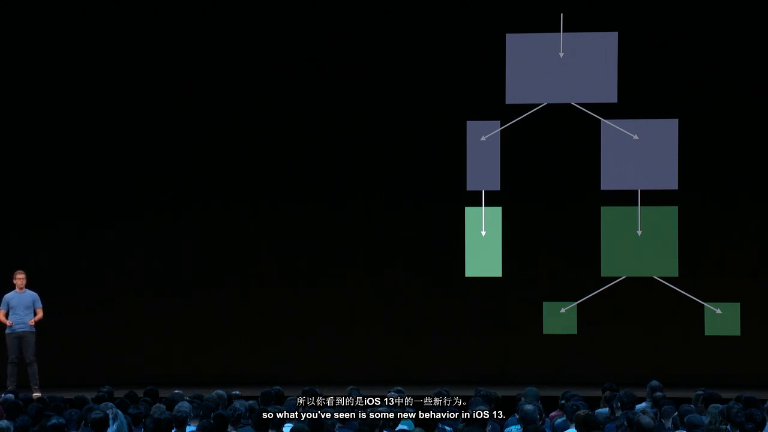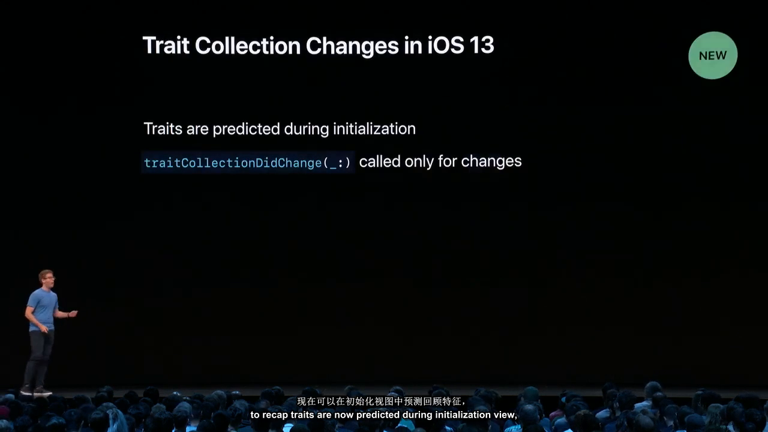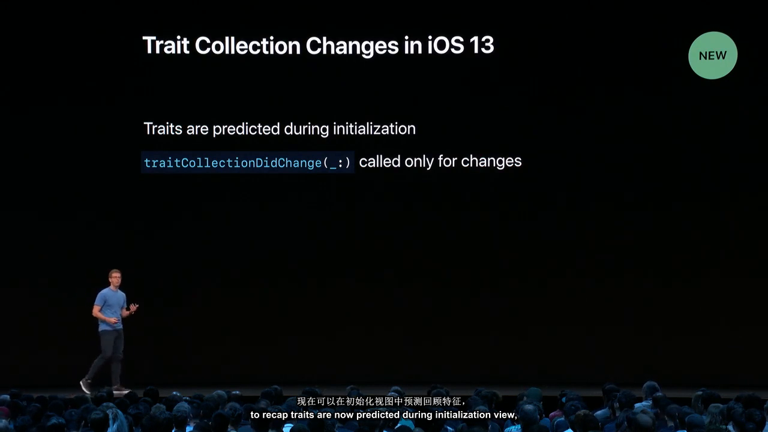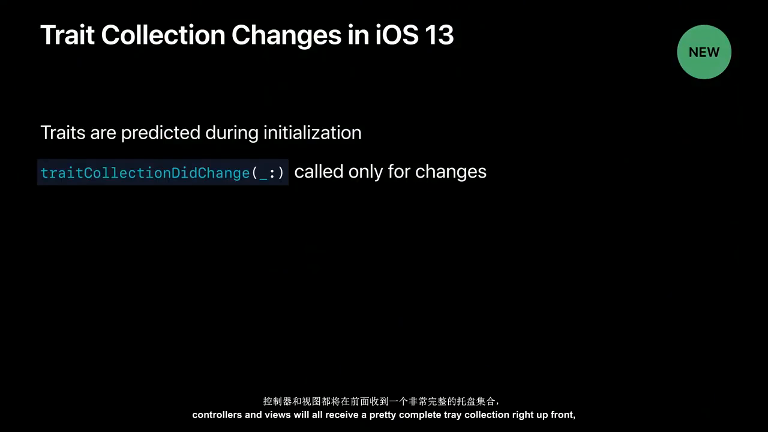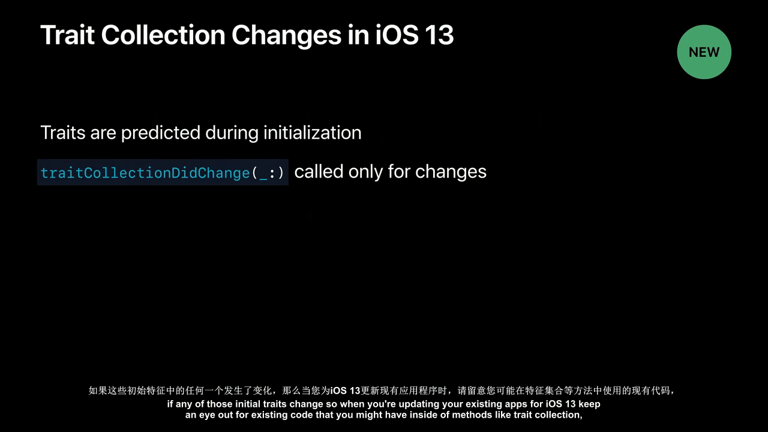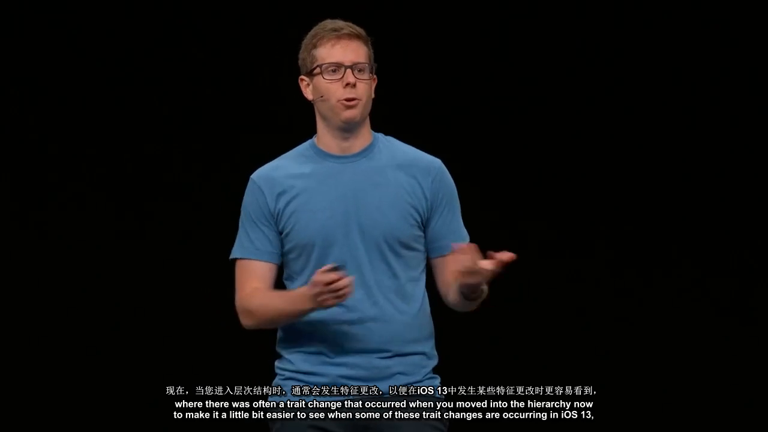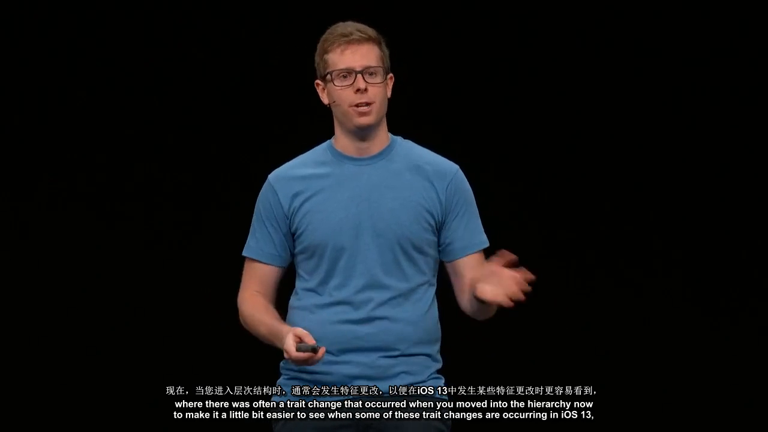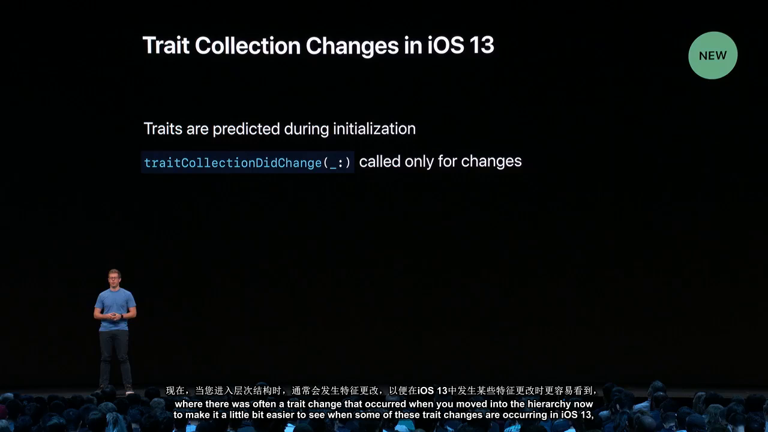So what you've seen is some new behavior in iOS 13. To recap, traits are now predicted during initialization. View controllers and views will all receive a pretty complete trait collection right up front, which is really useful. And then traitCollectionDidChange will only be called afterwards if any of those initial traits change. So when you're updating your existing apps for iOS 13, keep an eye out for existing code that you might have inside of methods like traitCollectionDidChange that expected the older behavior, where there was often a trait change that occurred when you moved into the hierarchy.